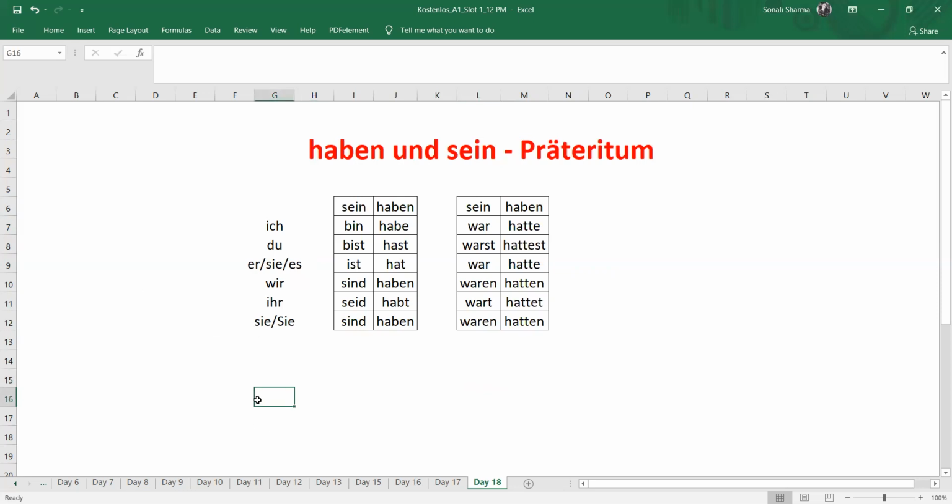Yeah, so let's check the examples now, how we are going to frame them. First I will be giving you single sentences and then I'll try to frame a dialogue, and it will be helpful for you. If I say the day was boring, it will be der Tag war langweilig.